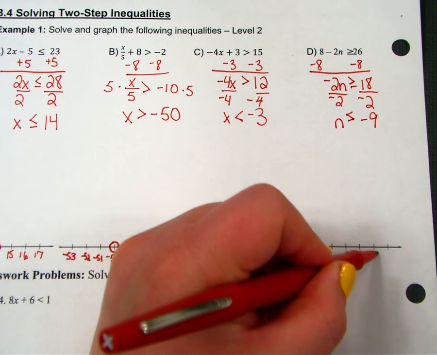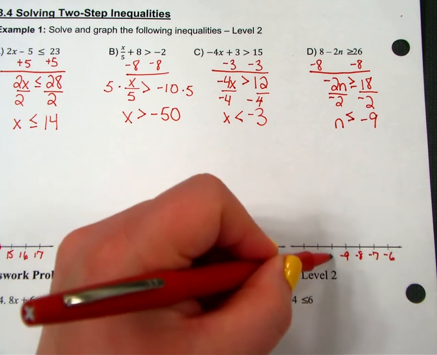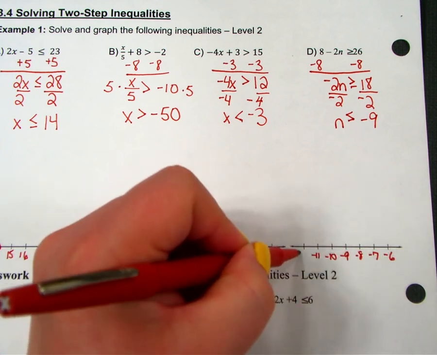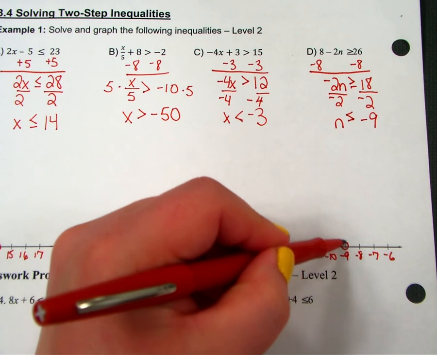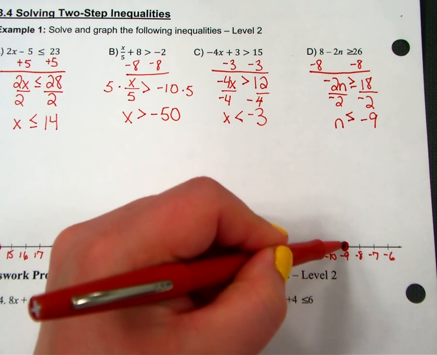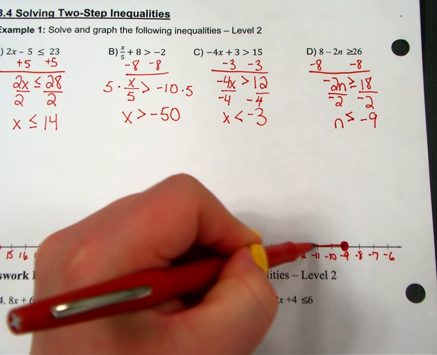-8, -7, -6, -10, -11, and -12. This time I need a closed dot because it is equal to. And I'm shading to the left.